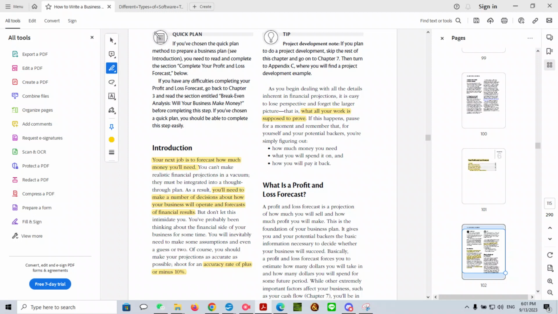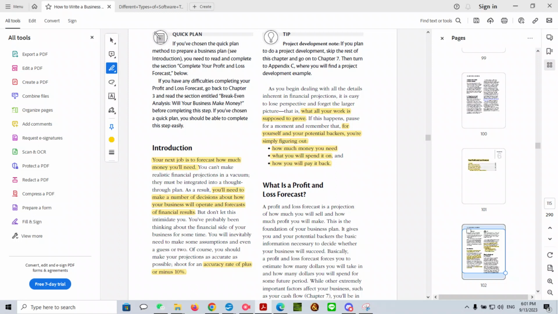If this happens, pause for a moment and remember that for yourself and your potential backers, you're simply figuring out the following. Number one, how much money you will need. Number two, what you will spend it on, meaning what's the financial need for what you need to spend the money on, and how much will you pay it back?